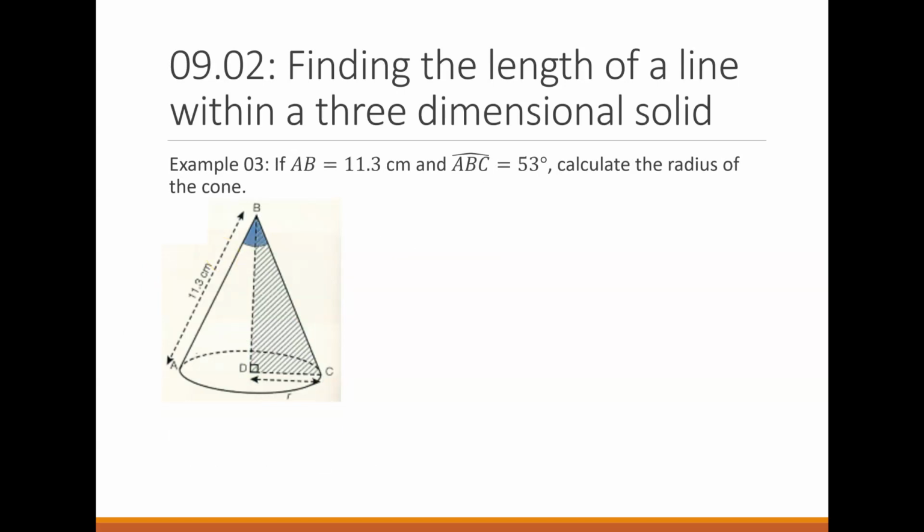Let's do another. So here we have some cone where the slant height for the cone is 11.3, and the angle at the apex of the cone is 53 degrees. And we're asked to calculate the radius for the cone. I've drawn in my reference triangle for us. Do we have enough information to do this?